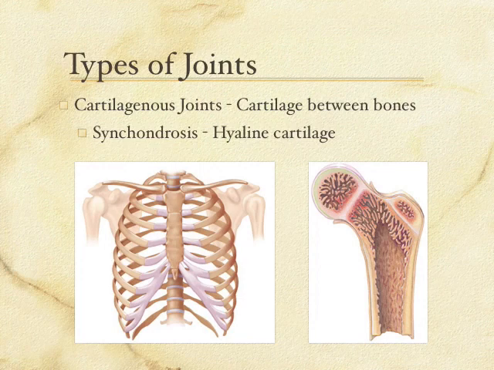Practically, that's kind of out on the edge, I think. But technically, it's right, I guess. We're not going to use that. We'll use the rib cage as a good example of a synchondrosis here.